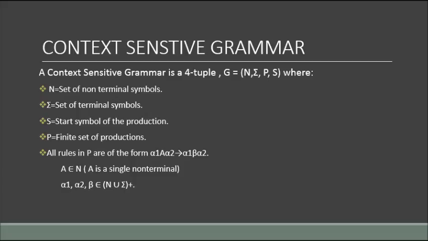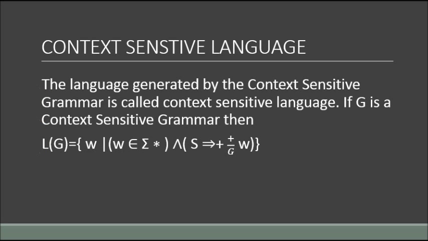Now moving on to context-sensitive grammar. A context-sensitive grammar is a four-tuple system where G gives N, sigma, P and S, where N is a set of non-terminal symbols, sigma is a set of terminal symbols, S is a start symbol for the production, and P is a finite set of productions. The language generated by a context-sensitive grammar is called a context-sensitive language.